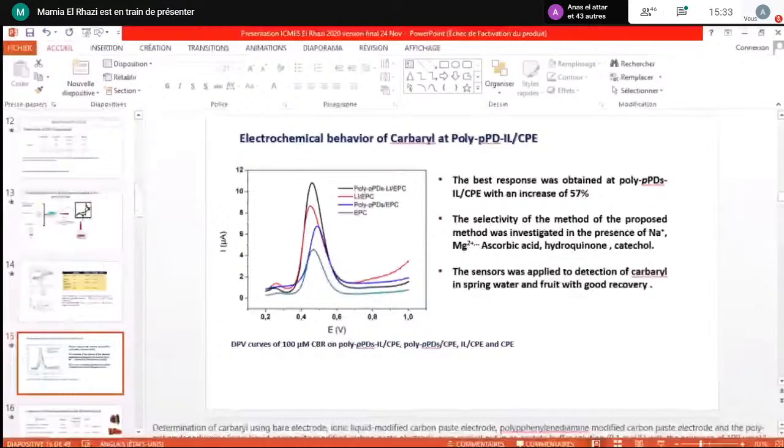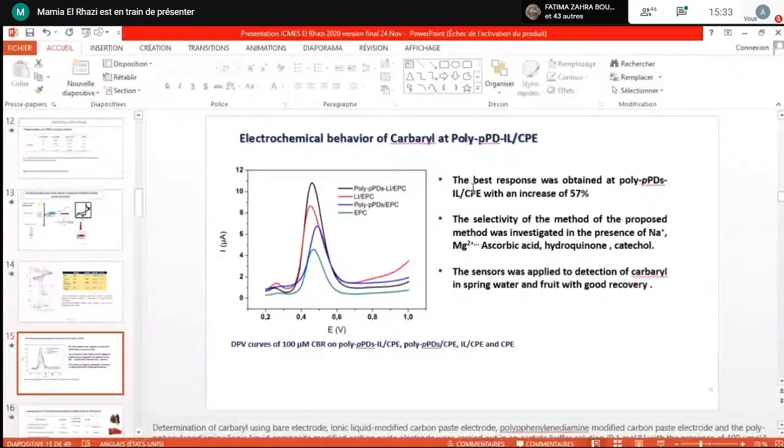So, we study after that the response of the modified electrode toward carbaryl, and we see here that the best response is obtained with the polymer modified electrode by ionic liquids. The best response was obtained at the polymer film with an increase of 57%.